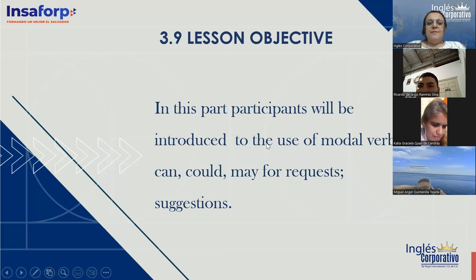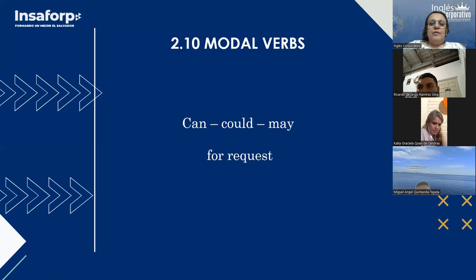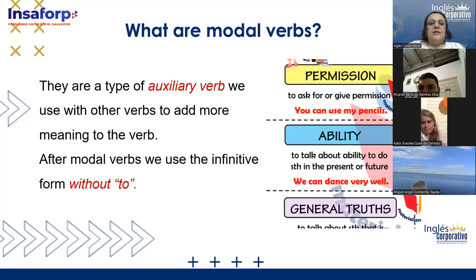In this part, participants will be introduced to the use of modal verbs can, could, and may for requests and suggestions. Can, could, and may for requests. Here we have permission, ability, and general truth. They are a type of auxiliary verb we use with other verbs to add more meaning to the verb. After modal verbs, we use the infinitive form without to.